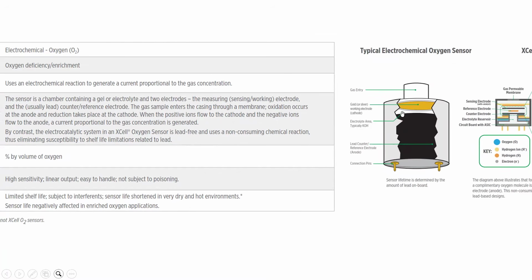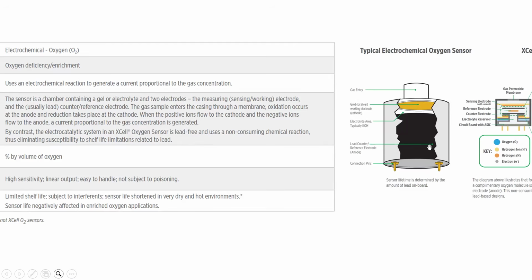As you can see here, the white one is the electrolyte, and two electrodes. This is the measuring electrode, a gold or silver working electrode. This is the cathode. Then we have the counter electrode, the reference electrode, the anode actually. This is usually lead basically. This is the lead.